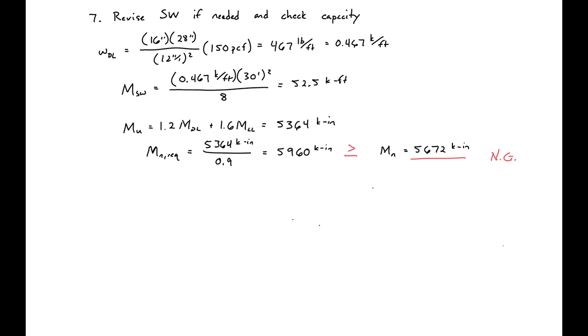The easiest and quickest revision is just to increase our steel area. So what we're going to do is try using 5 number 9 bars. We'll next need to make sure that we have the capacity we need with our new design, our 5 number 9 bars. We'll do that by finding our new nominal moment capacity.